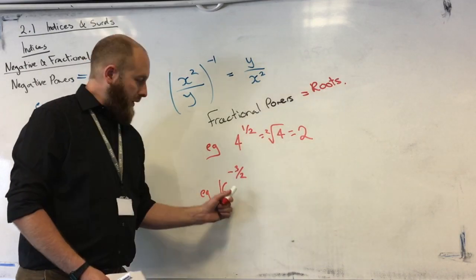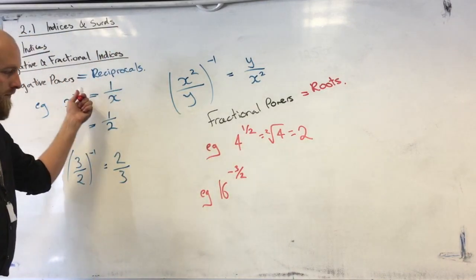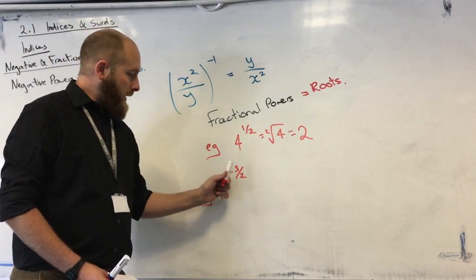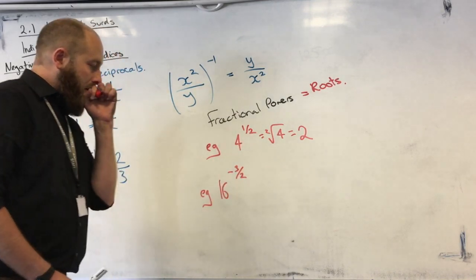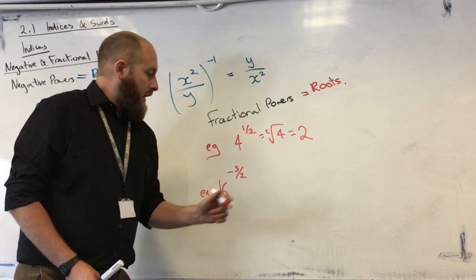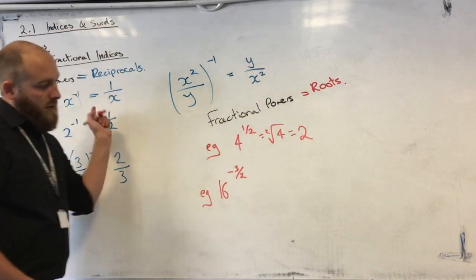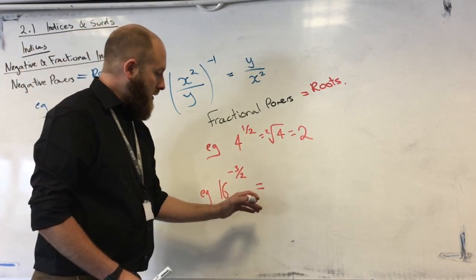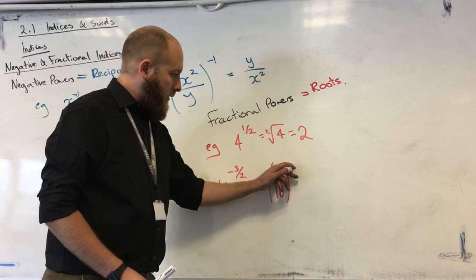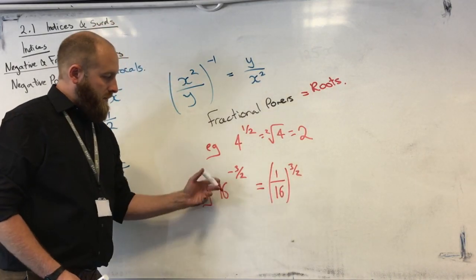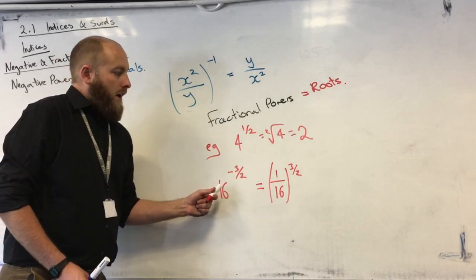Now there's 3 things going on here. You've got the minus, which is a reciprocal, the 3, which means cubed, and the half, which means square root, like we saw here. The order you do those in doesn't actually matter. So if we do the minus first, because we've already discussed that, we're going to get 1 over 16, still to the power 3 over 2. So all I've done is flipped it and got rid of the minus sign.